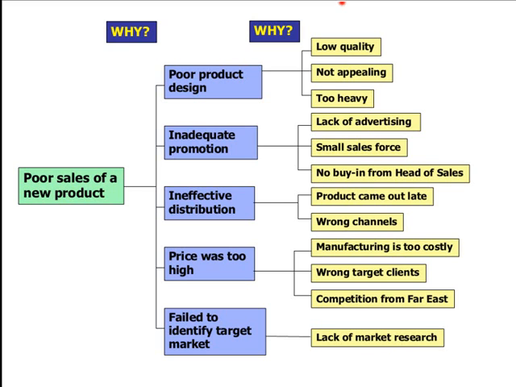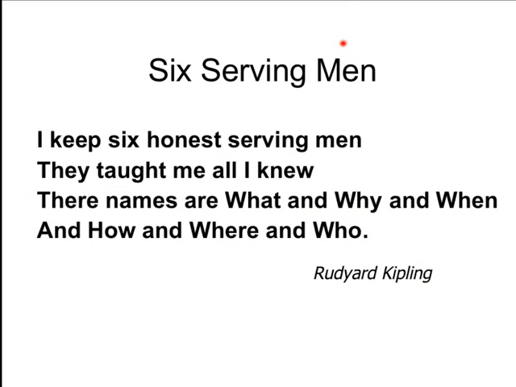I'll show you an alternative method which I also use, and this is a very thorough method, and it's called Six Serving Men. And it's based on a poem by Rudyard Kipling, which goes like this. I keep six honest serving men. They taught me all I knew. Their names are what and why and when and how and where and who. And all you do in this method is you apply these six pronouns, and you apply them in a positive sense and a negative sense about the problem, about the issue.